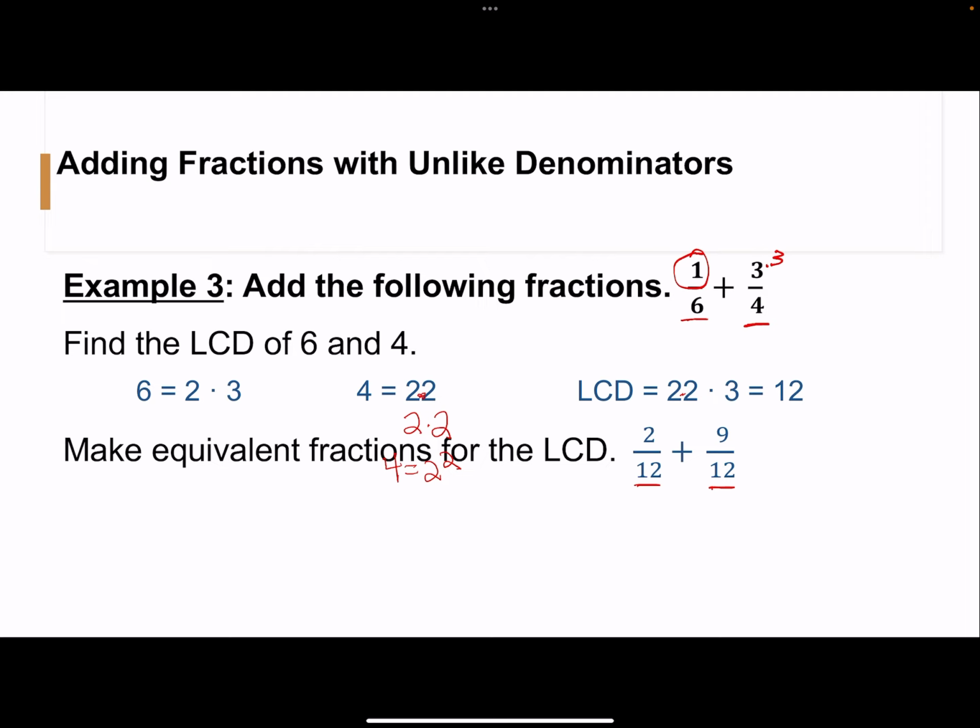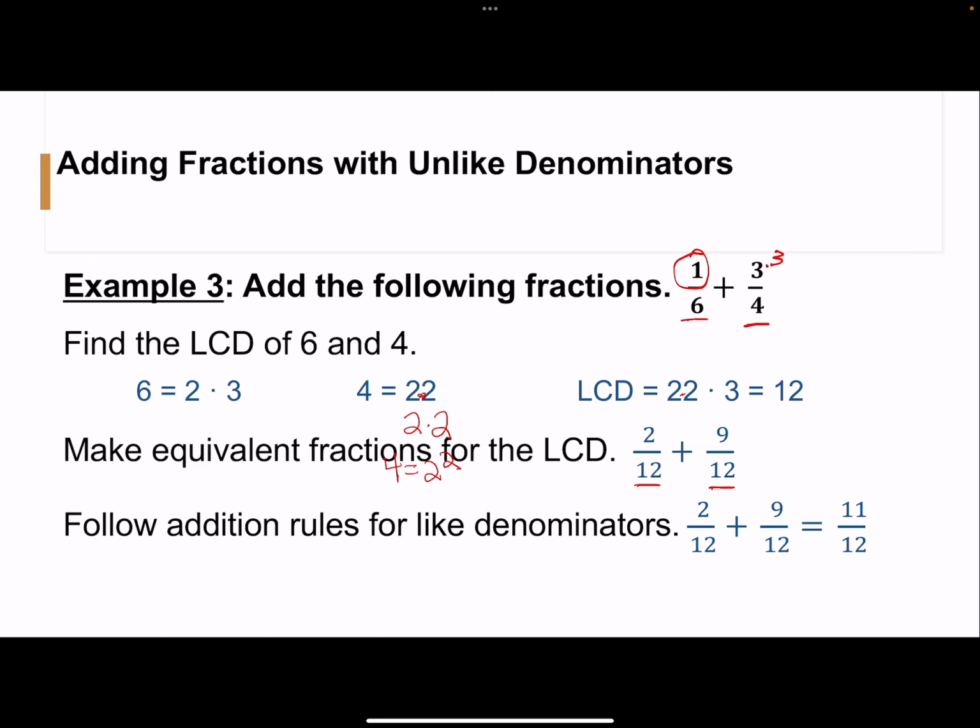So we convert the things that do not have common denominators to equivalent fractions with the least common denominator. Once we have like denominators, we simply add the numerators and keep that like denominator. So 2/12 plus 9/12 gives me 11/12. Since 11/12 is already reduced, we're done. But we always want to remember to check our final answer and make sure that the fraction we have is in lowest terms.